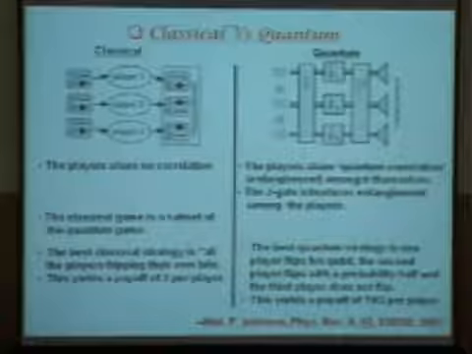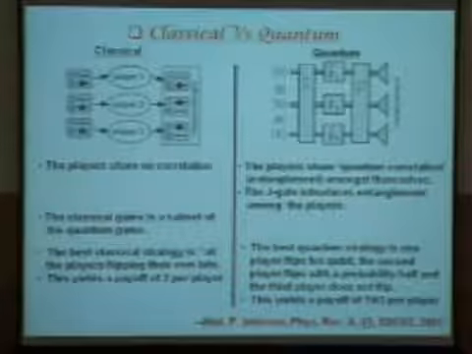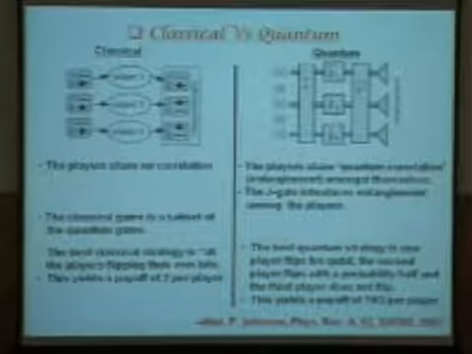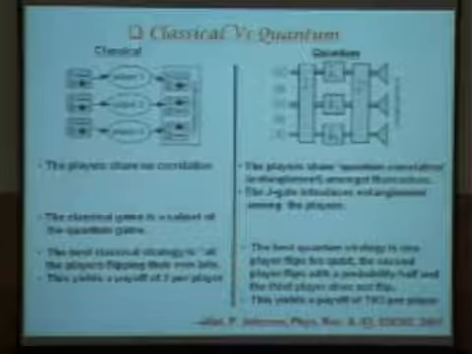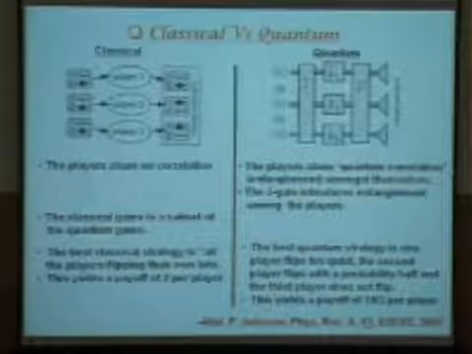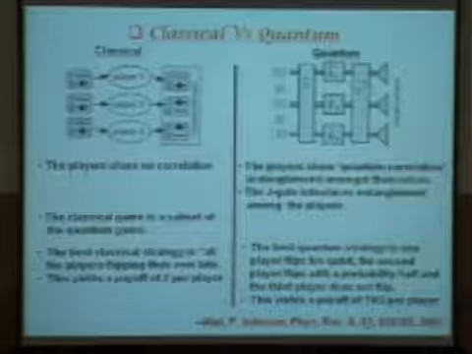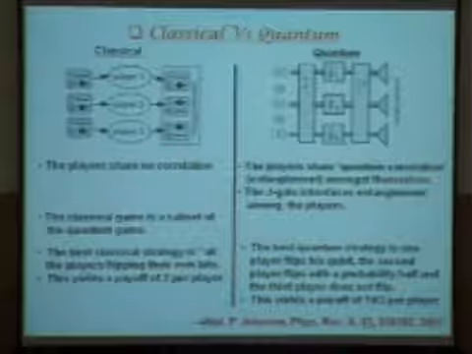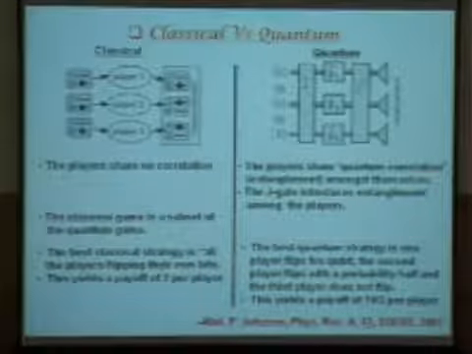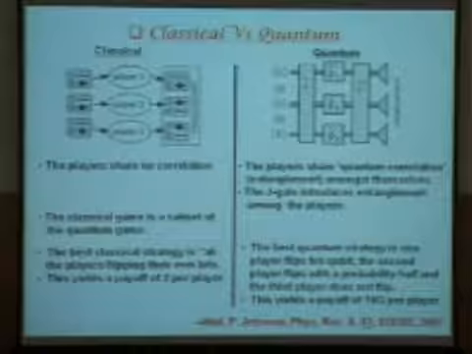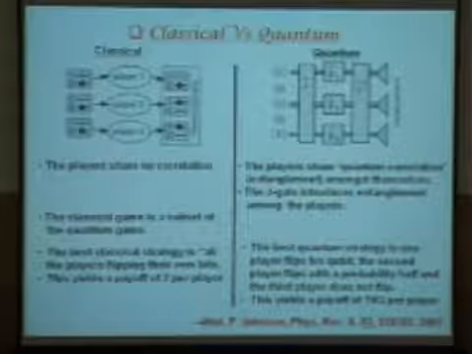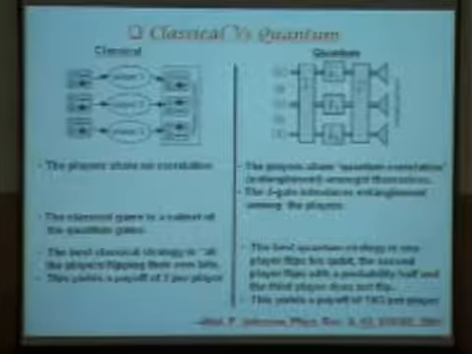Okay, but in the quantum case, the situation is different. In the classical case, players share no correlation. Here the players share quantum correlation, entanglement among themselves. The J gate, as we will describe, introduces entanglement among the players. The classical game is a subset of the quantum game.